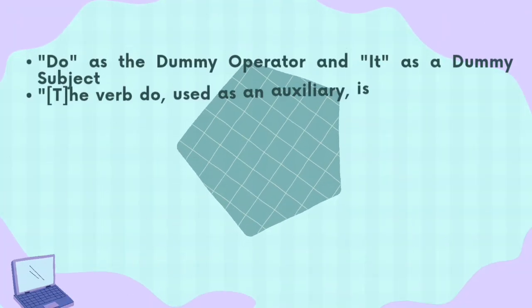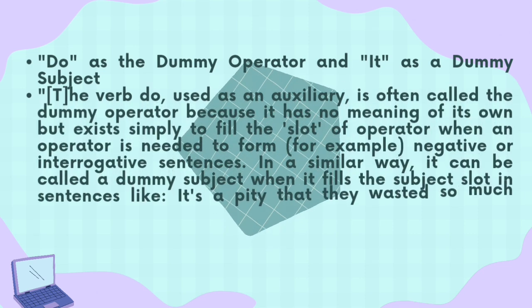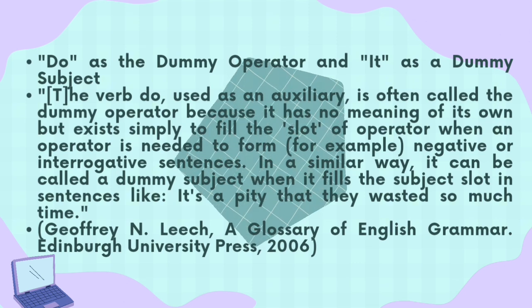Do, as the dummy operator, and it as a dummy subject. The verb do, used as an auxiliary, is often called the dummy operator because it has no meaning of its own but exists simply to fill the slot of operator when an operator is needed to form, for example, negative or interrogative sentences. In a similar way, it can be called a dummy subject when it fills the subject slot in sentences like, "It's a pity that they wasted so much time." Jeffrey N. Leech, A Glossary of English Grammar. Edinburgh University Press, 2006.